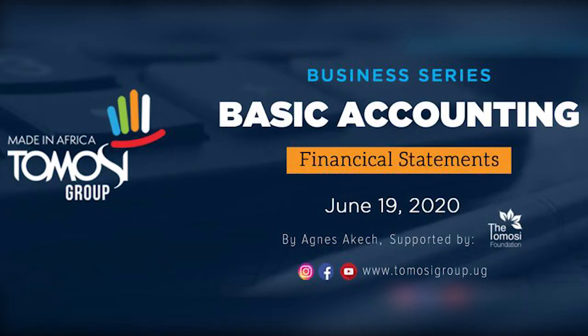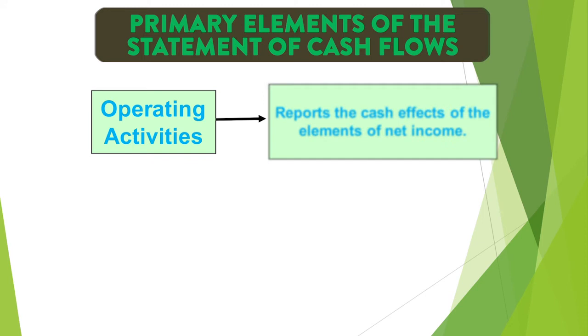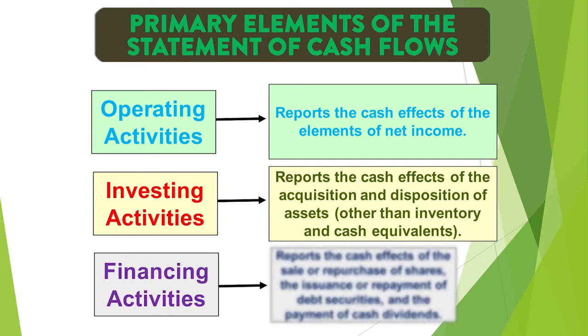We said cash flow is broken down into two. There's cash inflow and cash outflow. This is the element or the component of the statement of cash flow. I've already talked about operating activities and investing activities, just a summary to give you. Investing reports the cash effects of the acquisition and disposition of assets other than inventory and cash equivalents. The financing activities report the cash effects of the sale or repurchase of shares or the issuance or repayment of debt securities and the payment of cash dividends.